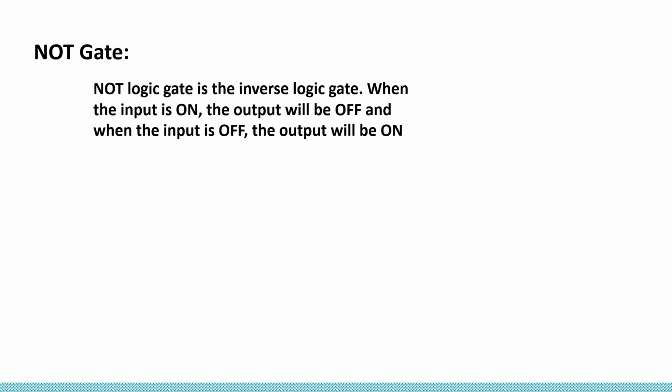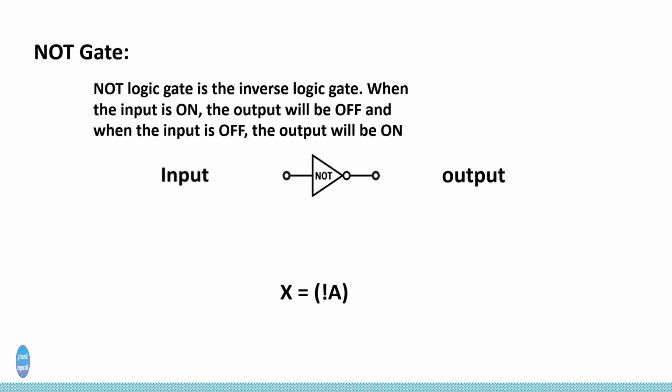Now we look at the NOT gate. The NOT logic gate is the inverse logic gate. When the input is on, the output will be off. And when the input is off, the output will be on. The NOT gate has 1 input and 1 output. The formula for the NOT gate is x equals NOT a. Here x is the output, a is the input.